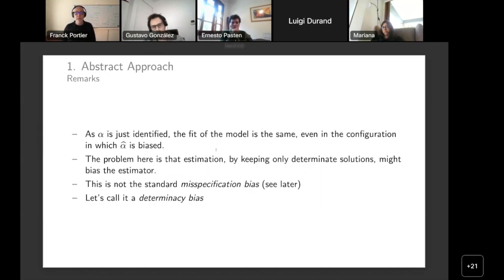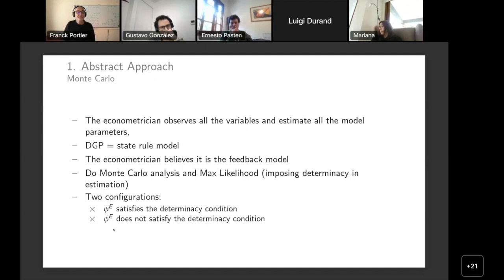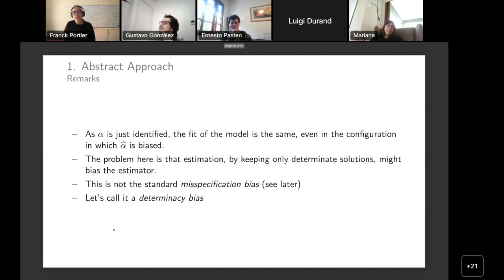Okay. Good. So this is what I said here. Alpha is just identified, so the fit of the model is the same. But the problem is that we're biasing, so as I said, it's not standard misspecification, I believe. I'll tell you later what's misspecification in this simple world, but it's obvious. So we call that, for the lack of a better name, determinacy bias.